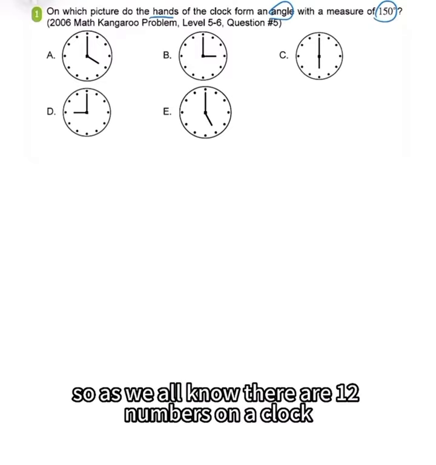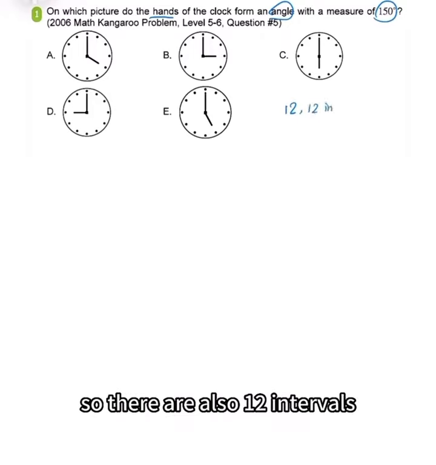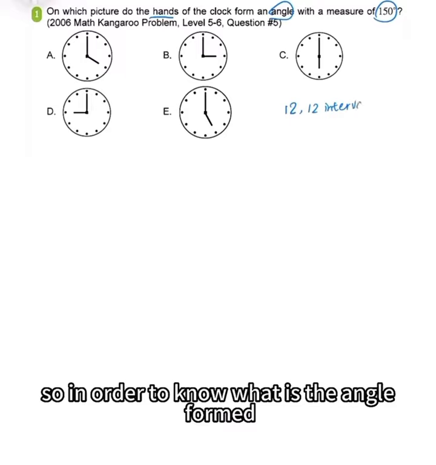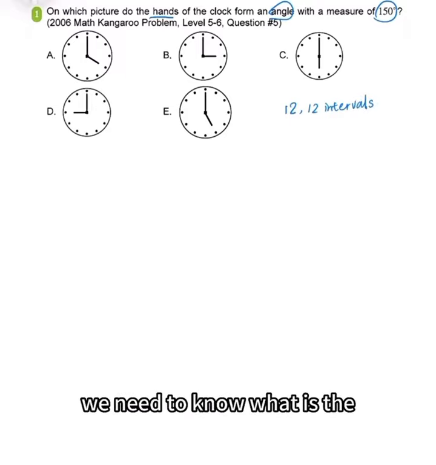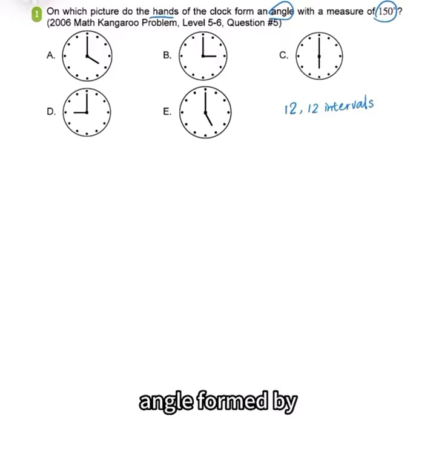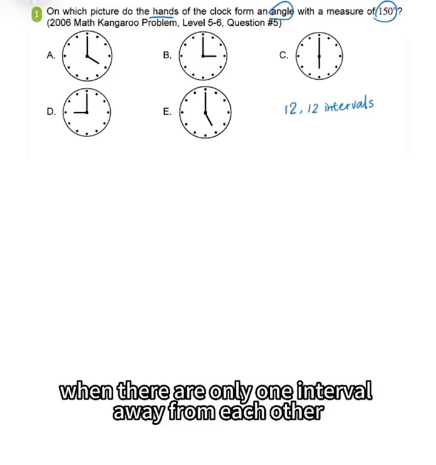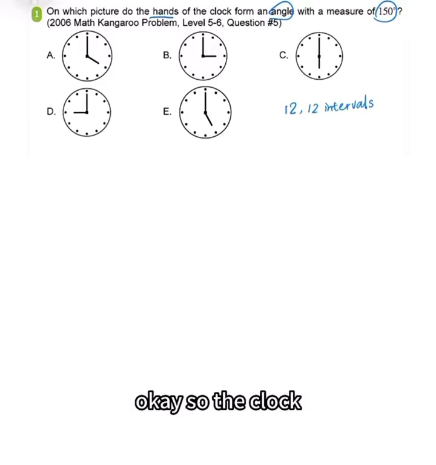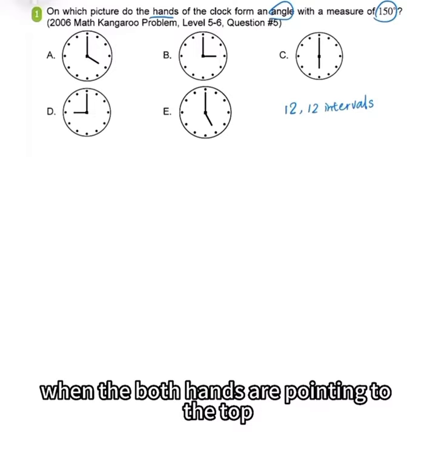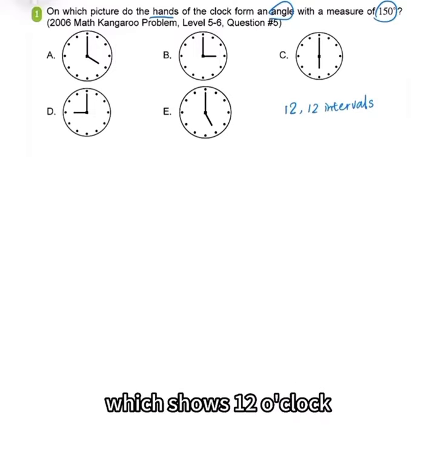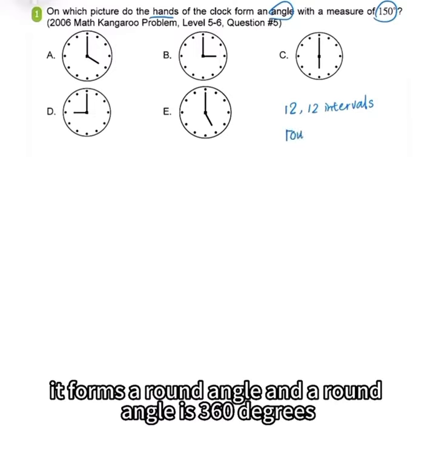As we all know, there are 12 numbers on a clock, so there are also 12 intervals. In order to know the angle formed by the two hands, we need to know the angle formed by the minute hand and the hour hand when they're only one interval away from each other. When both hands are pointing to the top, which shows 12 o'clock, it forms a round angle, and the round angle is 360 degrees.